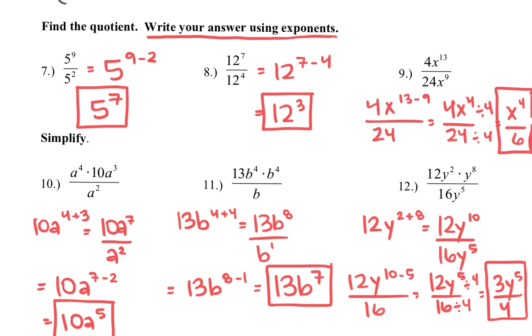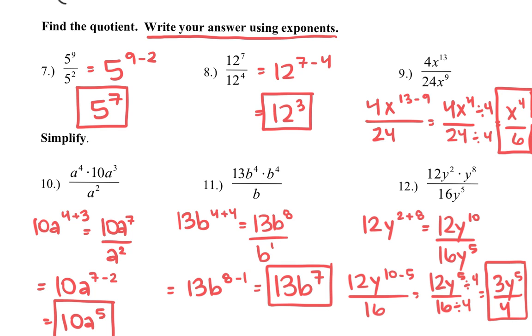12 is definitely the most challenging problem we've done. So just like always, we start by asking what the base is. In this case, it's y. So as I deal with the top, it's just 12 times y to the 2 plus 8. So that's 12y to the 10th power over 16y to the 5th. So now y is still the base. So that's why I subtracted the 10 minus 5 and got y to the 5th on top.